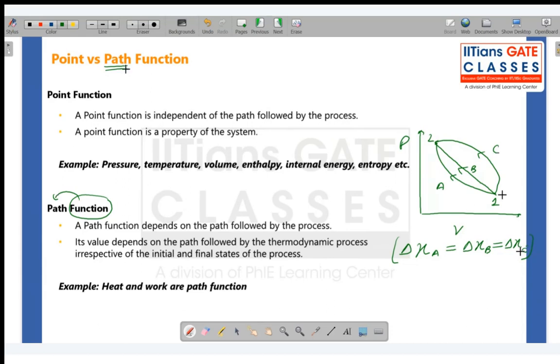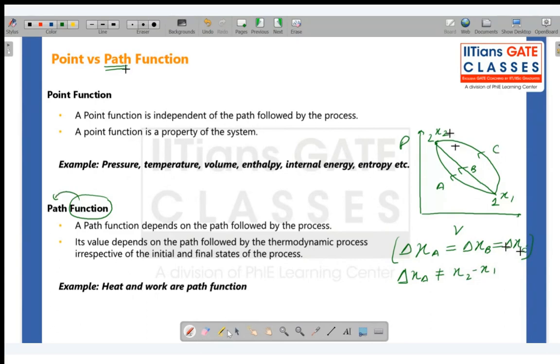No, of course not. Because let us say this is X1 and this is X2. If I am going from path A, then my change is going to depend on path. So my change in X from path A will not be equal to X2 minus X1. Simply.